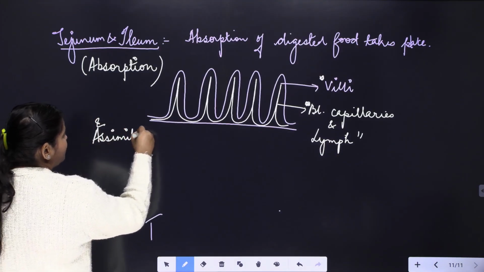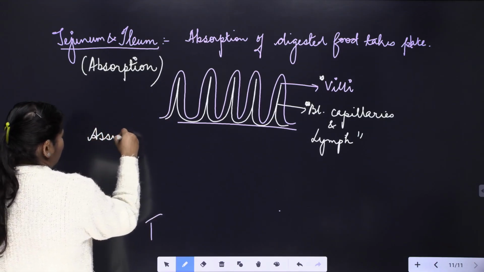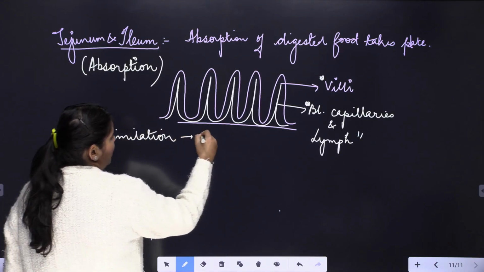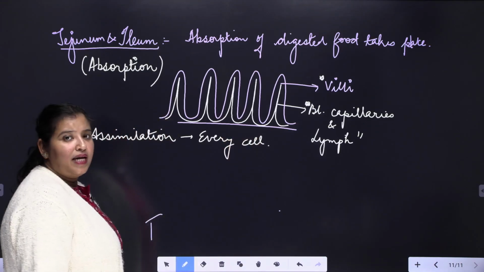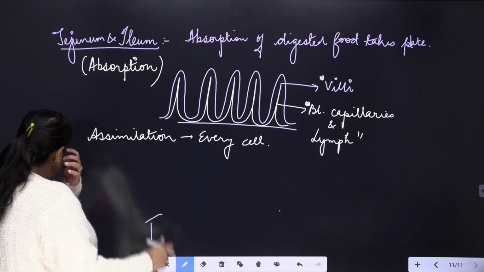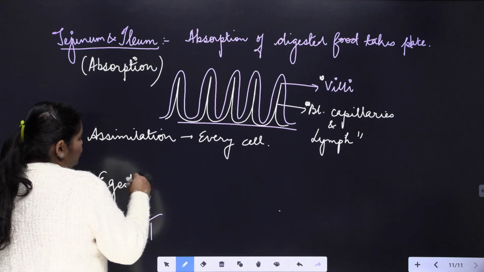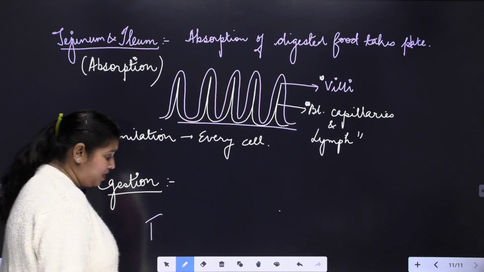Where will assimilation take place? Assimilation will take place in every cell of the body. That means utilization, all right? And the last step was egestion. Egestion is the last step. And what happens in this process?